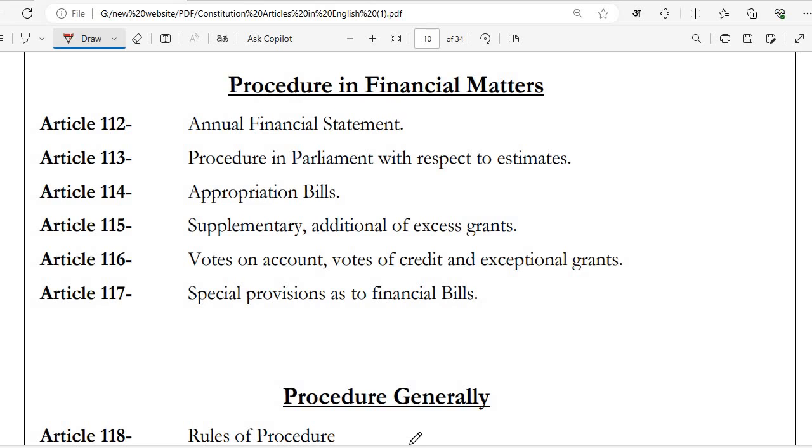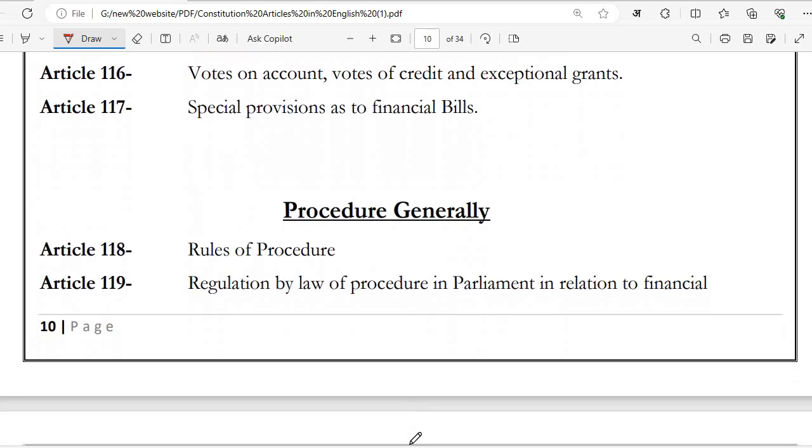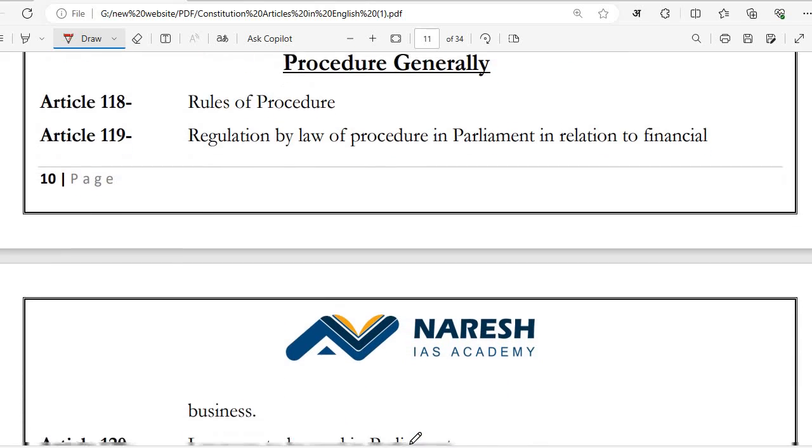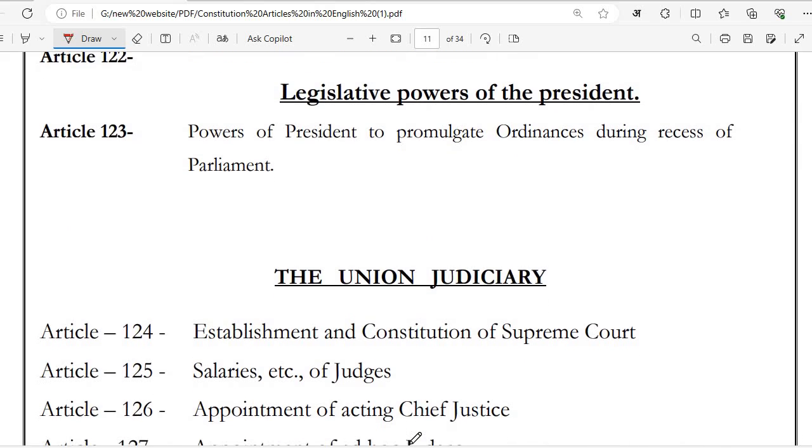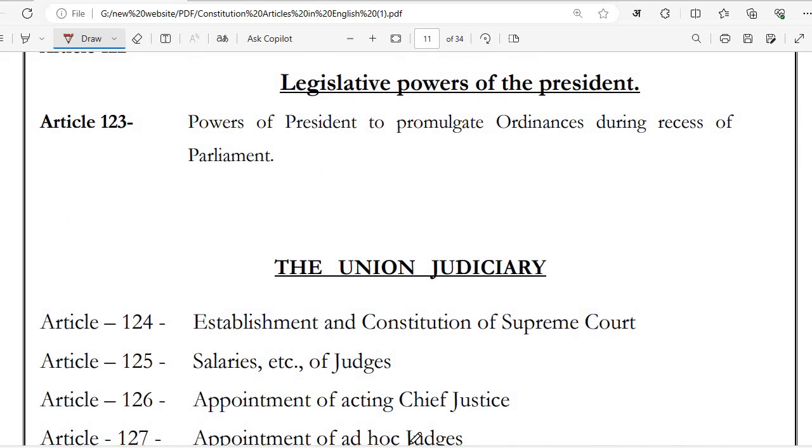Financial bill, the difference between the money bill and the financial bill I have to explain in a different video, so you should take help from there. Rules of procedure not important, and this is now the legislative power of the President, right? Article 123, power of the President to promulgate ordinances. You know, an ordinance is a kind of law issued by the President on the advice of the Union government.